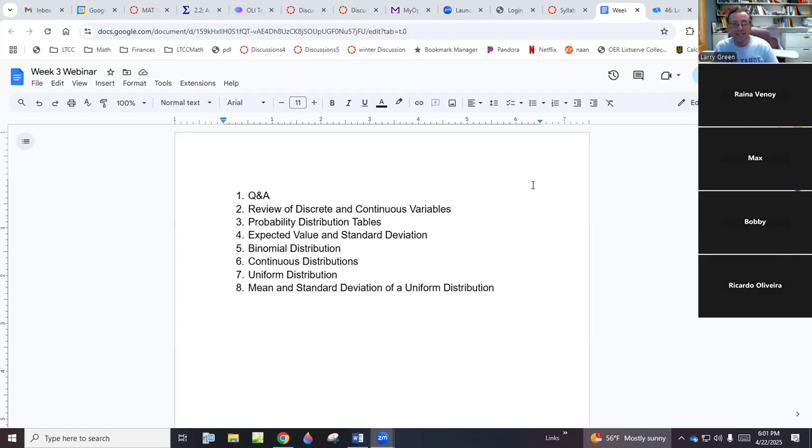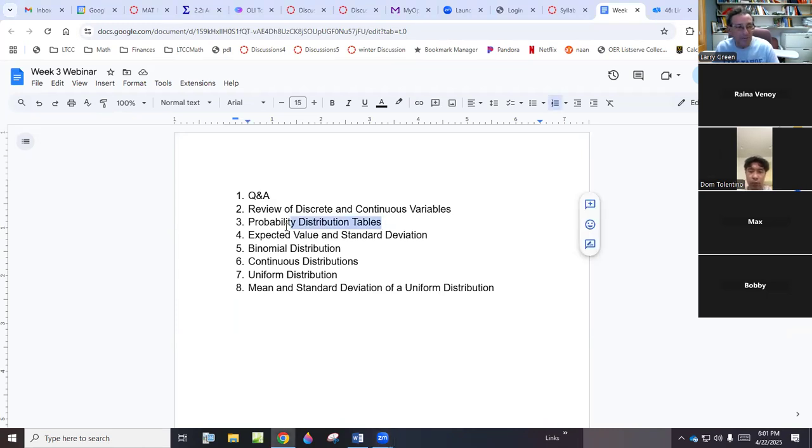The plan today is I'll start out by answering any questions that you might have, as always. And then after that, I'll do a little review of what it means to be a discrete variable and what it means to be a continuous variable. We actually talked about that in week 1, but this is the week that we're really going to use it. So a good review is important.